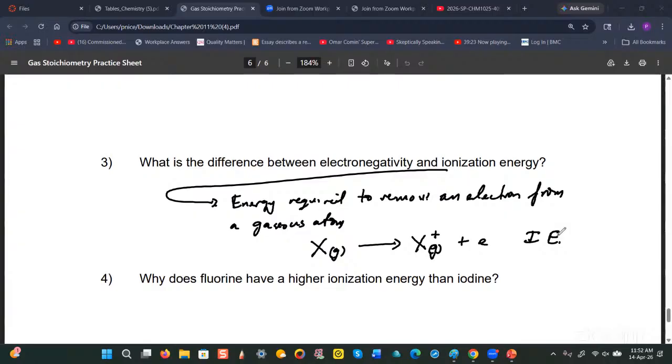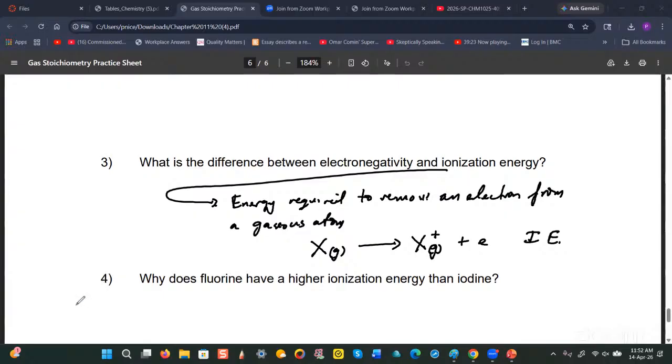The opposite will happen if you're going down any group. The distance between the valence electron and the nucleus will increase. So the nucleus will have a lesser hold on the electron as you go down the group. It becomes progressively easier to remove that electron. So what you'll find is that the ionization energy will decrease down any group.